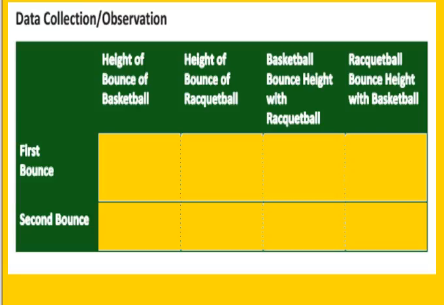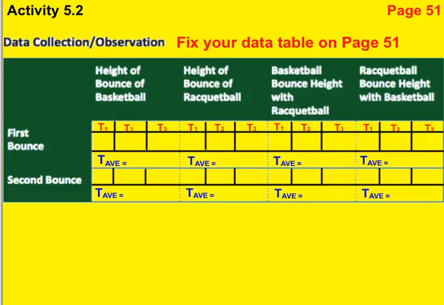Now, originally, they had a chart that looked like this. And if you look in your book, your chart looks like this. Unfortunately, Mr. Phillips and I thought that we should do more repeated trials than just one for each one. So what we did was we divided each of those spaces up. So if you look at this right here, you see the T1, T2, T3, and you need the T average and the T average for the second bounce.